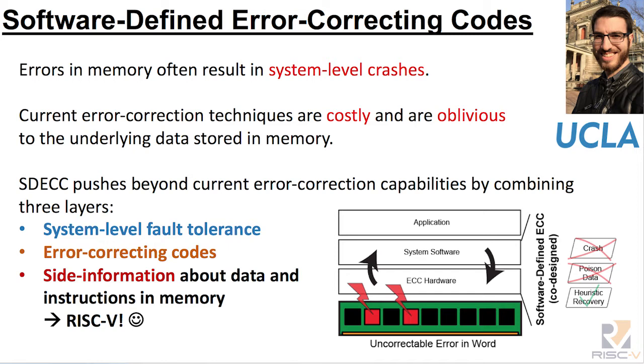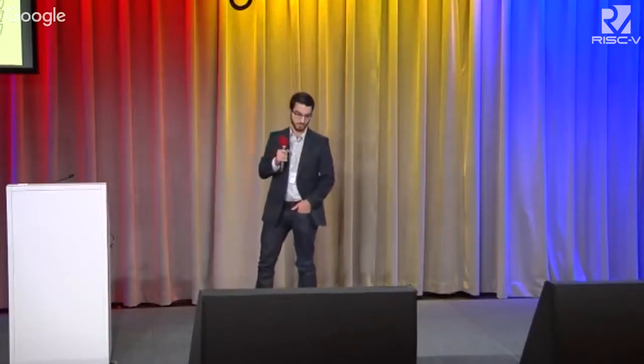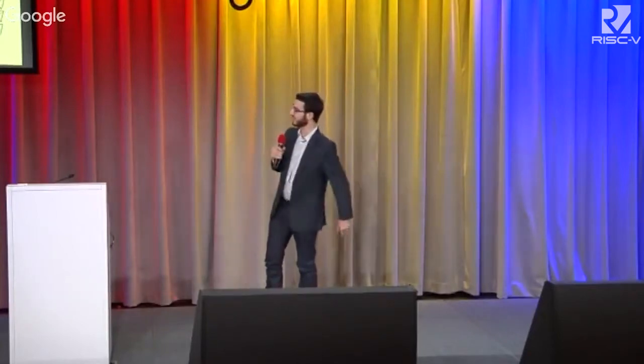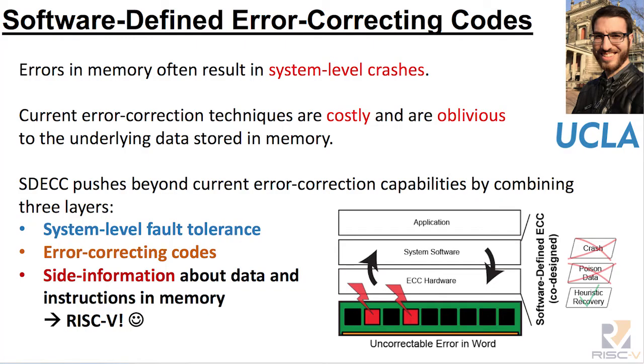Essentially, errors in memory are causing lots of system-level crashes when they're detected and uncorrectable. With some collaboration at UCLA with some of these coding theory people, we architects came up with a new way of pushing beyond the current error correction boundary by allowing us to recover from these detected uncorrectable errors. We do that using side information about data and instructions in memory, and that's why I'm here at the RISC-V workshop, because we're specifically targeting RISC-V for our early work on this.